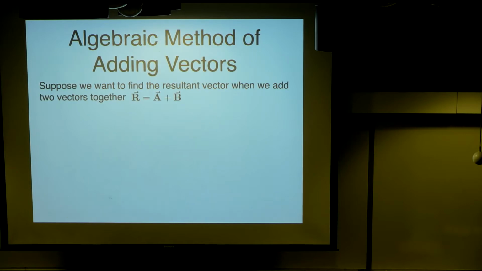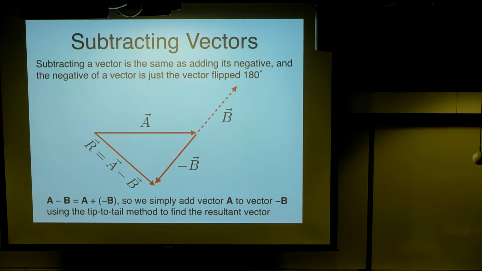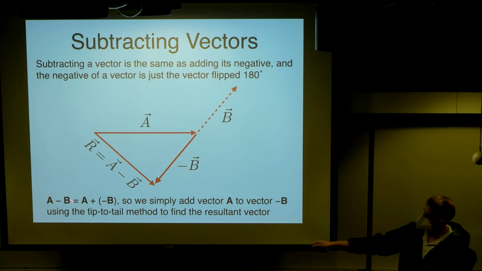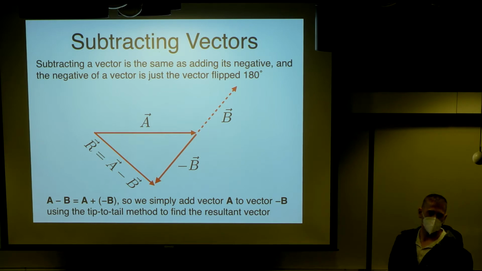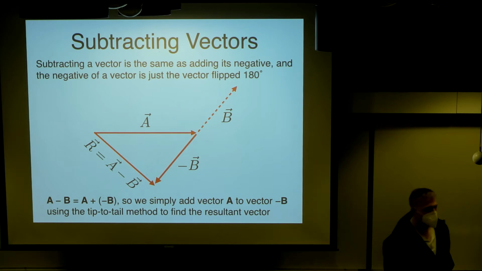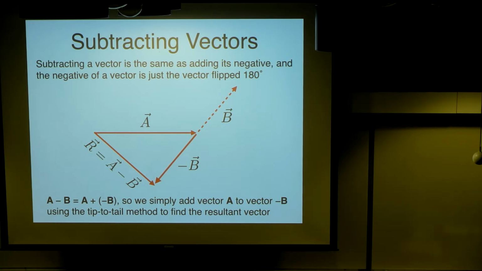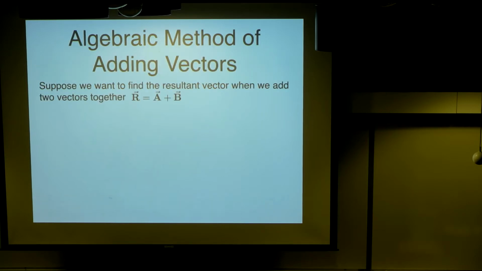Is it only B that gets flipped around? Well, yeah, if we're trying to do A minus B, it's only B that has the negative sign in front of it. If we were doing B minus A, then yeah, we'd flip A around. Yeah. So it all depends on exactly what's going on. But hopefully you see the process. Okay?